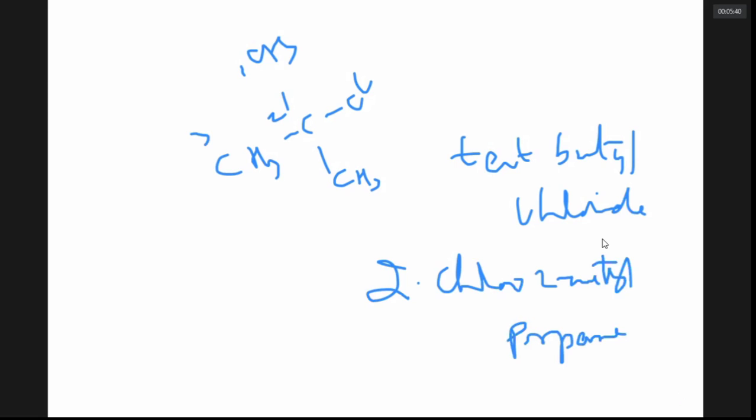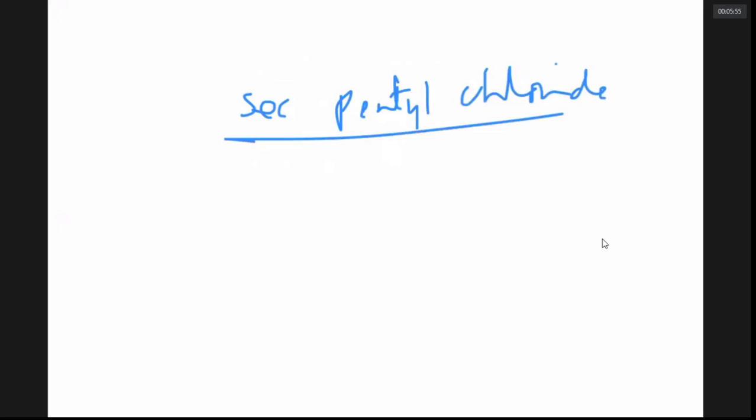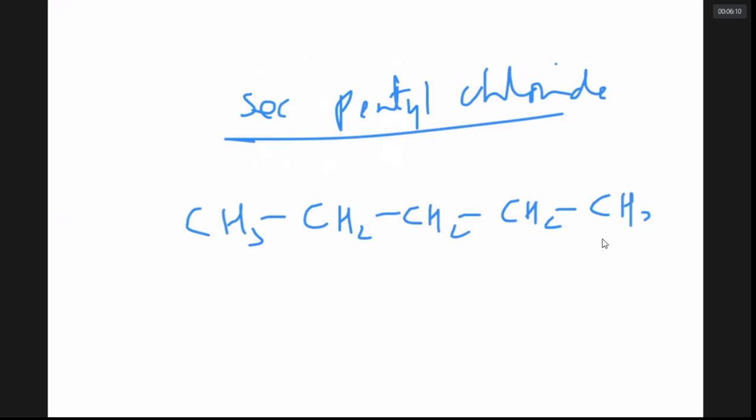Are we very clear? Now you see this name, secondary pentyl chloride. This name is very ambiguous, you know that? Why is it ambiguous? If you are looking at pentane, how many secondary carbons does it have? It has 1, 2, 3 secondary carbons.